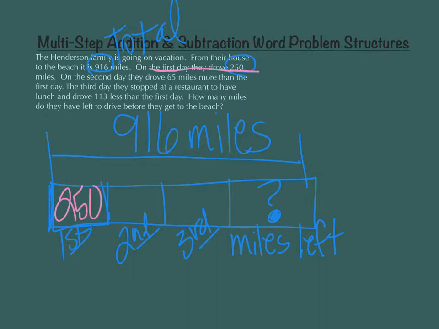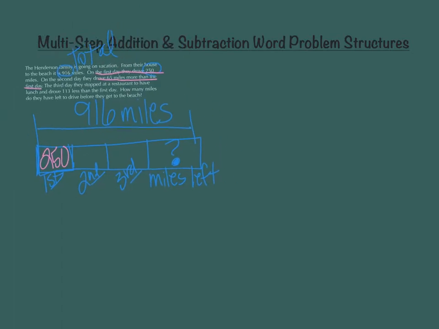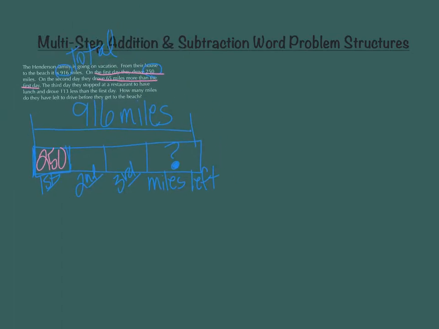Now it says on the second day they drove 65 miles more than the first day. Okay, so now I have to think about what that says. It doesn't say they drove 65 miles, does it? No, it says they drove 65 miles more than the first day. So what I'm going to do is create a separate word problem structure just for me to see exactly what that means. So I'm going to move this over, and I'm going to show you the word problem structure.